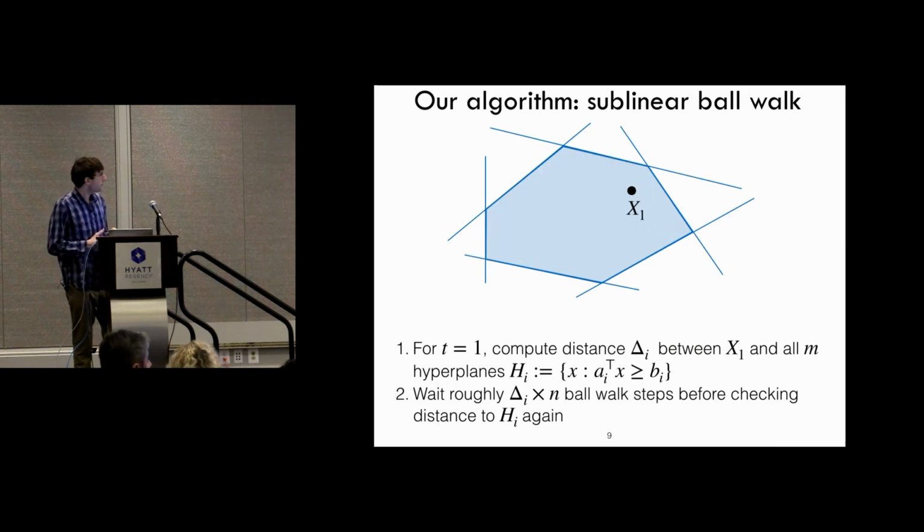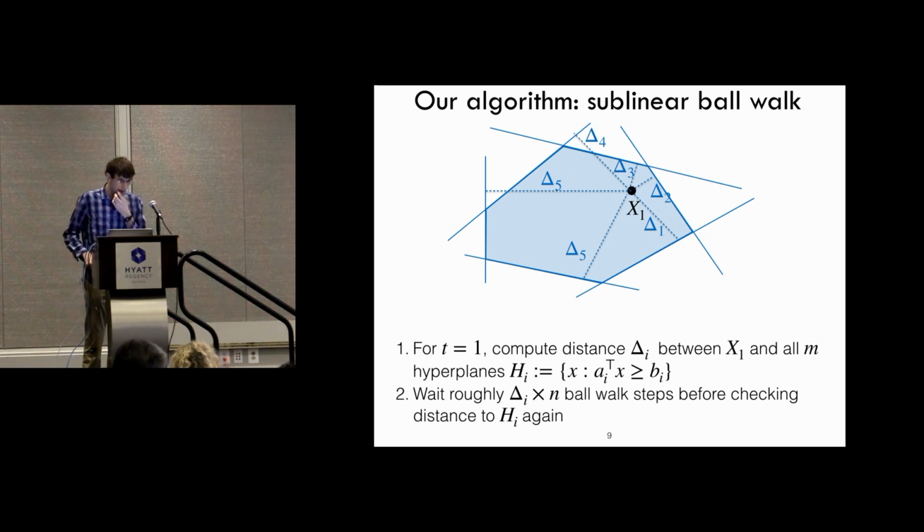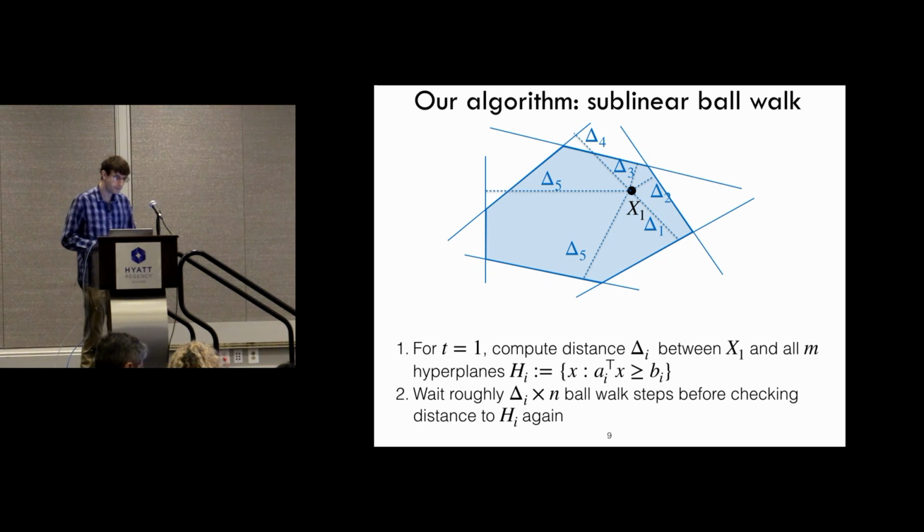So to solve this problem, we introduce a sublinear implementation of the ball walk Markov chain. The way our implementation works is, first of all, at the initial point x1 of the ball walk Markov chain, we compute the distance to each face of the polytope, so to each hyperplane defining a face of the polytope. So we compute this distance delta I to each hyperplane hi of the polytope, and we then wait roughly delta I times n ball walk steps before checking the distance to the hyperplane hi again.